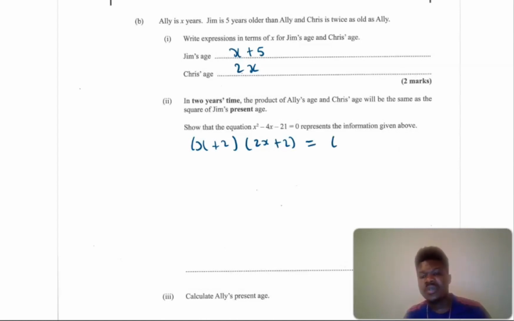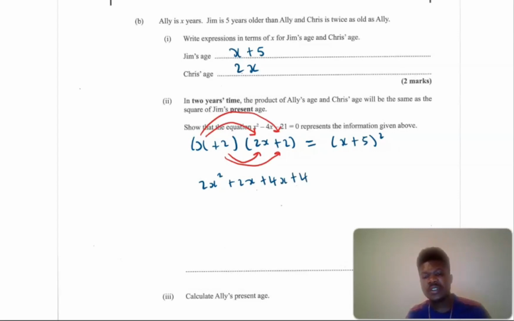So it's going to be the square of x plus 5 squared. So same FOIL method again. So we're going to go x times 2x, then x times 2, then 2 times 2x, then 2 times 2. So let's go. X times 2x gives us 2x squared. X times 2 gives us 2x. 2 times 2x gives us 4x. 2 times 2 gives us positive 4.